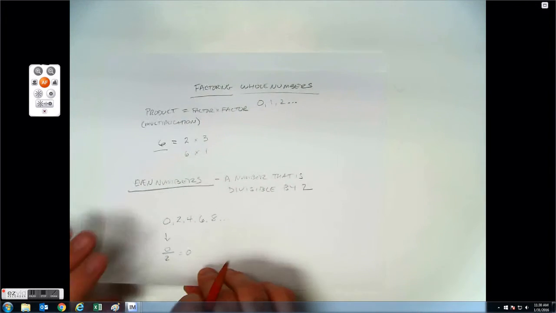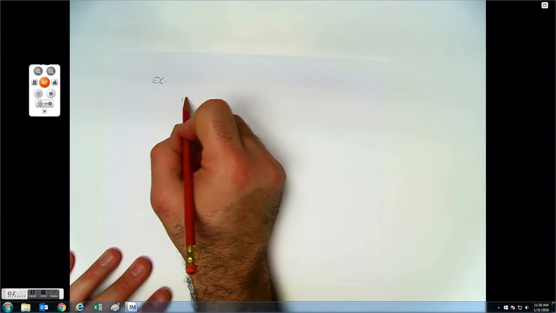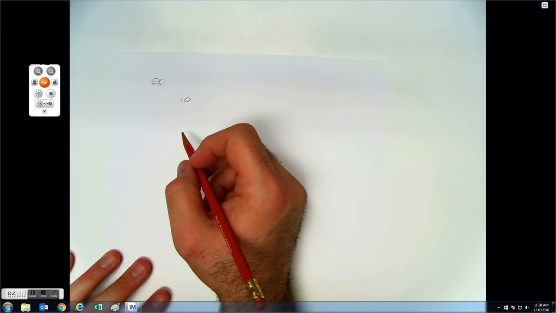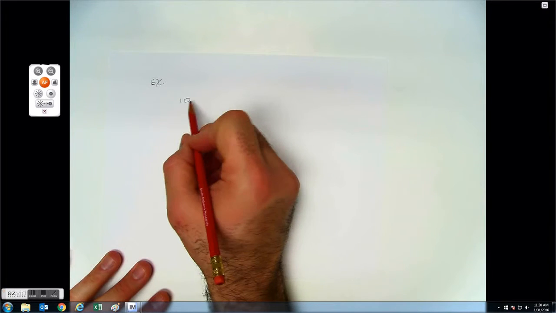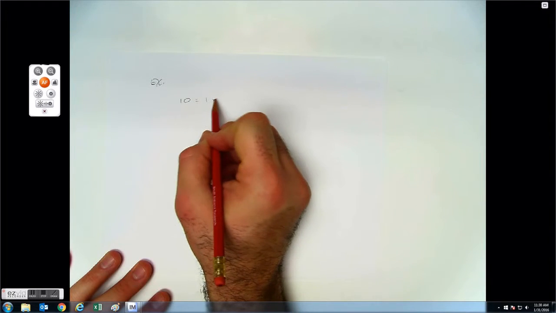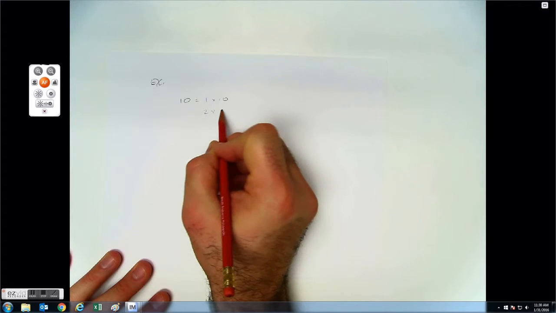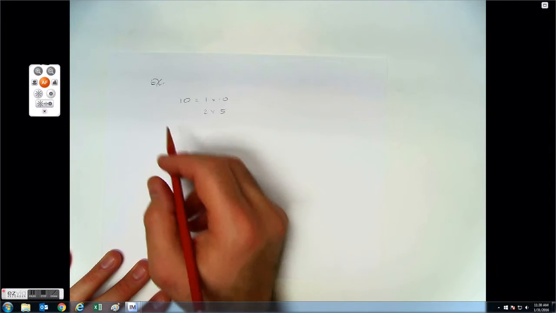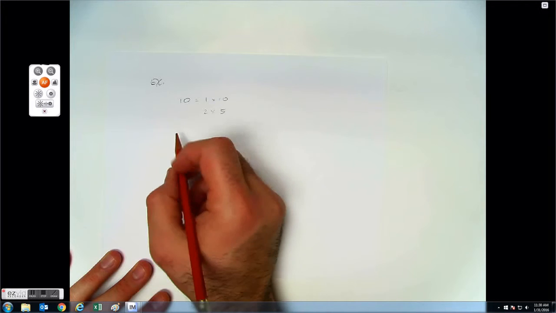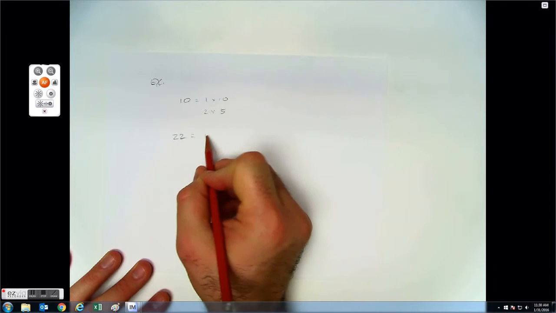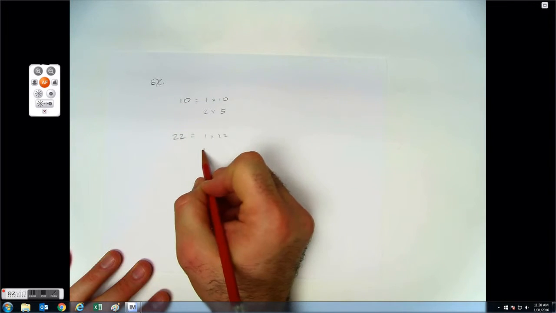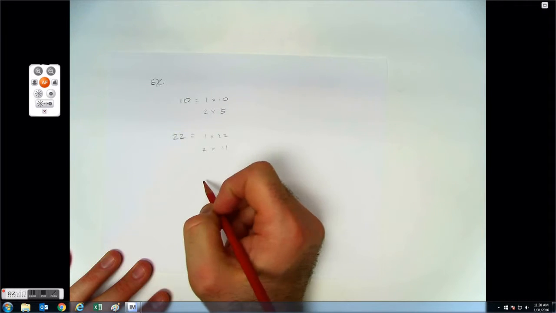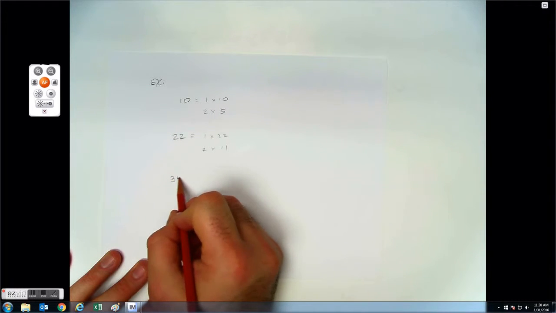Okay, now let's take that and look at some practice numbers here. For example, let's look at the number 10. What are some factors of 10? I have students tell me 1 and 10. They're right. 2 and 5. Good. These are all factors of 10. What about 22? 1, 22. 2, 11. Okay.